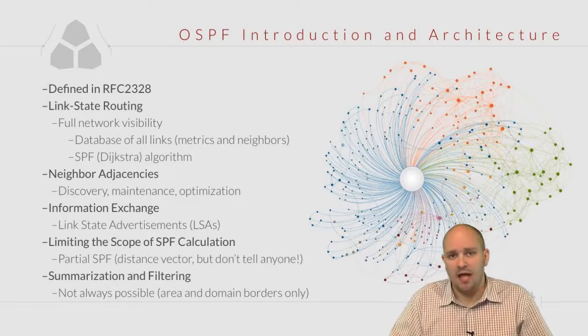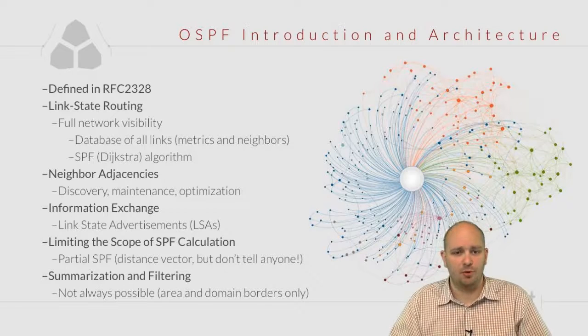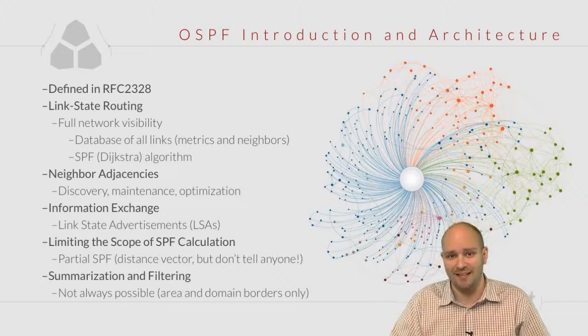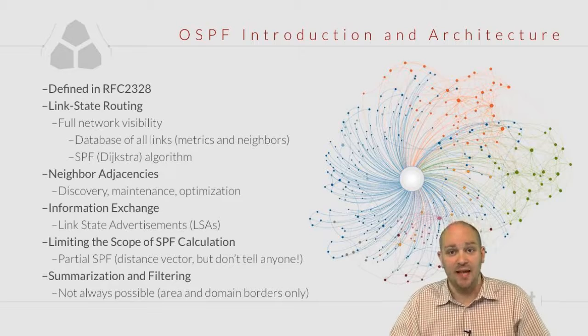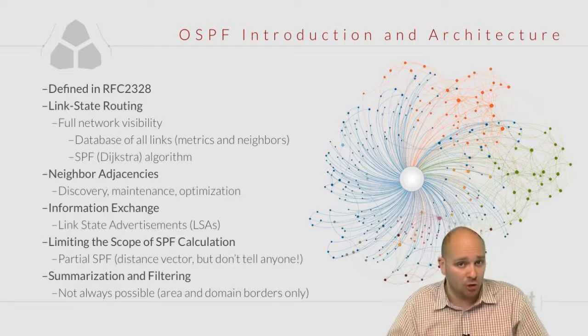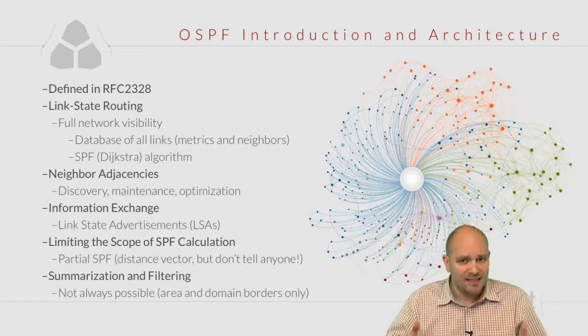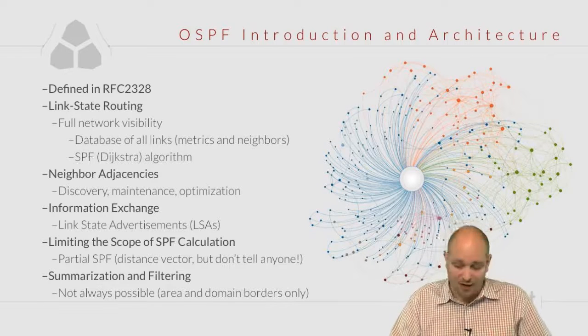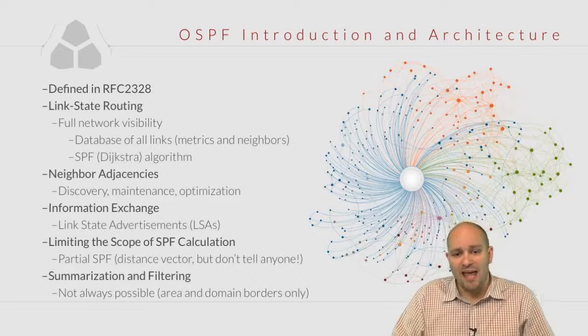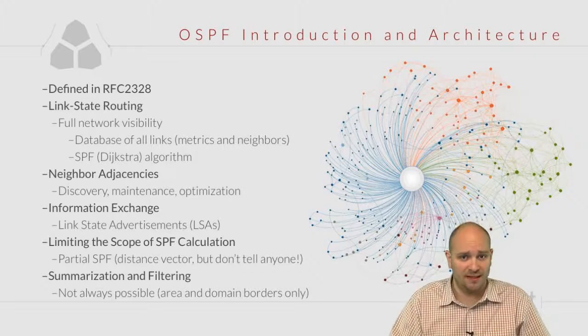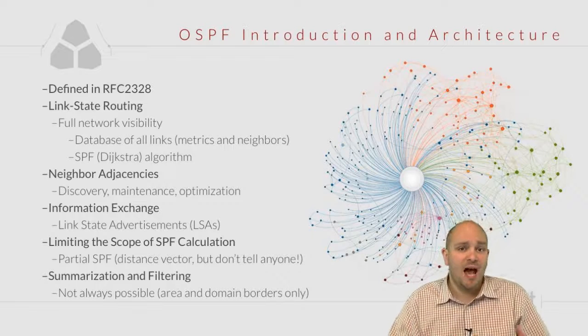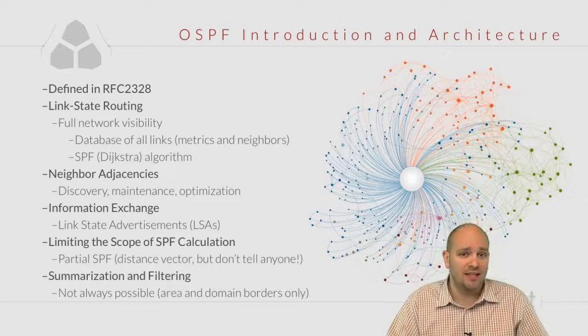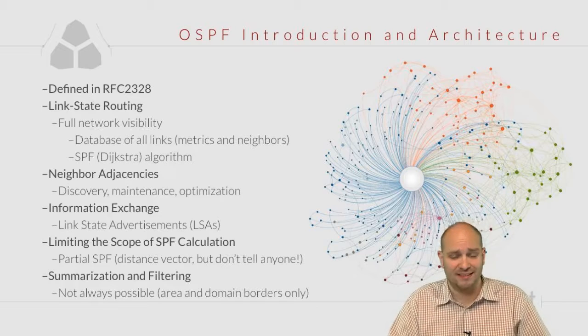OSPF is, as I said, an open implementation of the SPF protocol, and it has been defined in RFC 2328. This RFC was written, if I'm not much mistaken, in 1998, but it is still valid and in use today. Link state routing means that all the routers that participate in the network have full network visibility. And by full network visibility, I mean that there is a database that contains the information about all the links in the network.